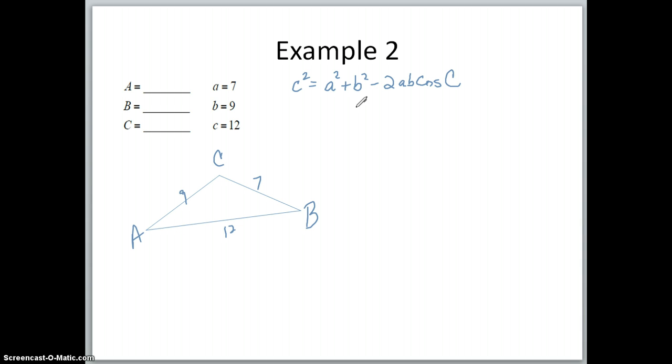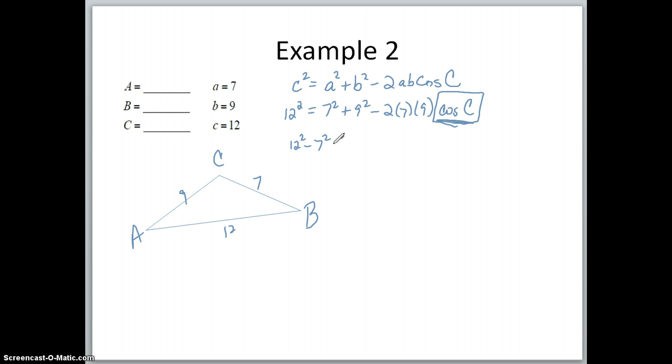All right, so what I'm going to do here is plug everything in. So we've got 12 squared equals 7 squared plus 9 squared minus 2 times 7 times 9 times the cosine of C. Now we're looking for C, so we're going to have to isolate cosine of C. So in order to isolate that, I need to subtract 7 squared and 9 squared from both sides.